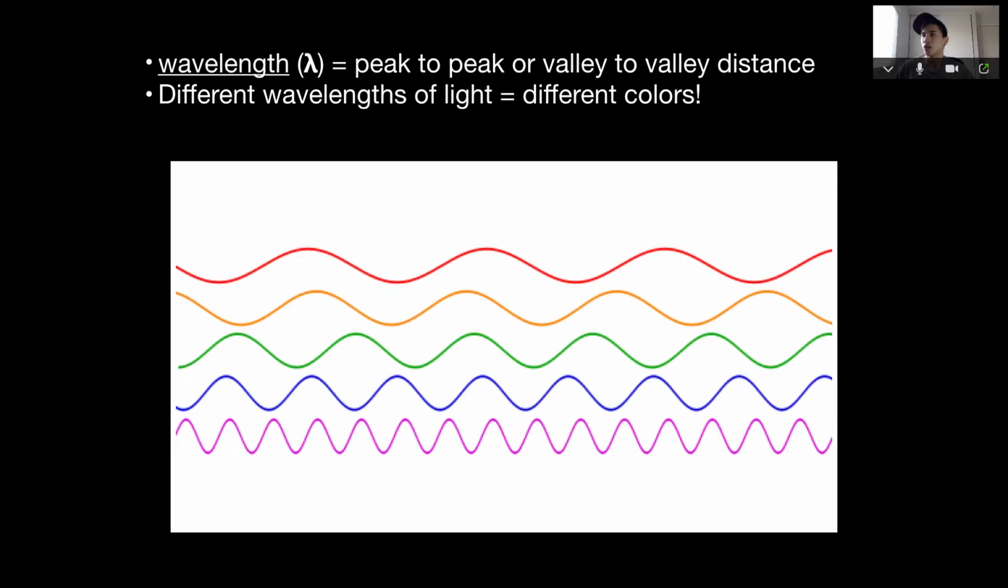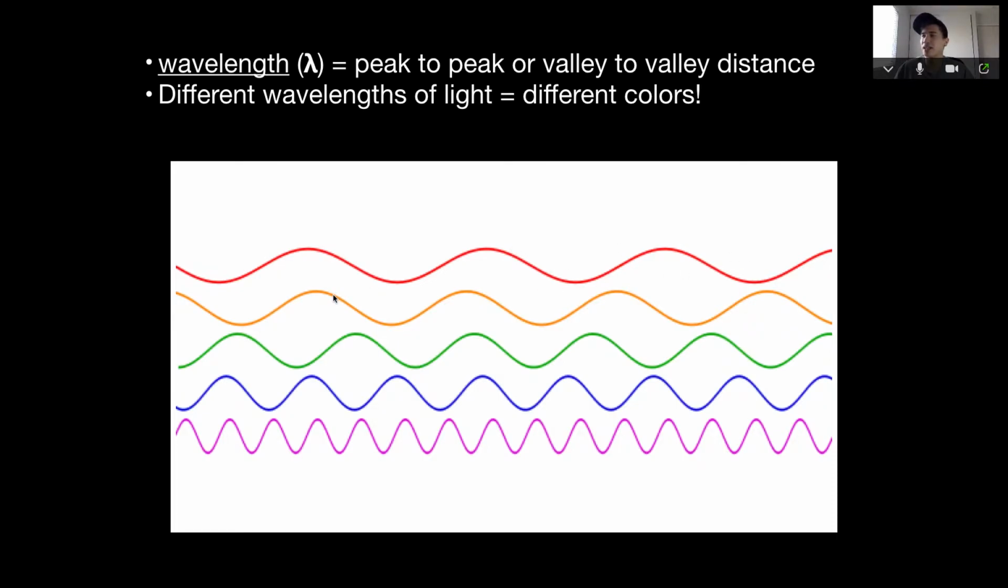Okay. So a property that any kind of traveling wave has is something that we call a wavelength. Sometimes if you read this or look this up in different resources, it's usually going to be denoted as the Greek letter lambda. And by definition, the wavelength is the peak to peak or the valley to valley distance. So here I'm showing you guys a bunch of very predictable waves. They just go up and down, up and down.